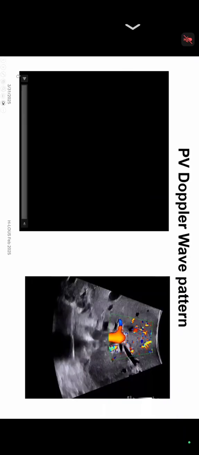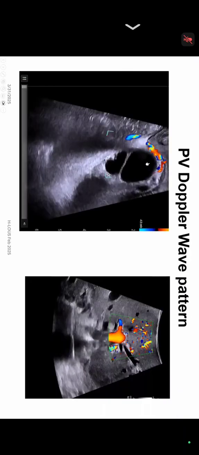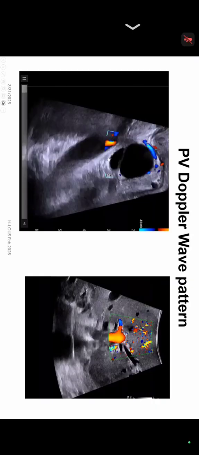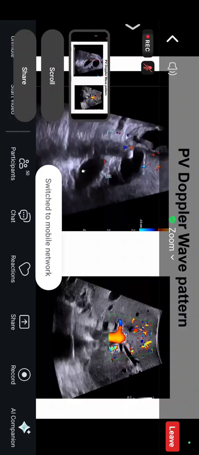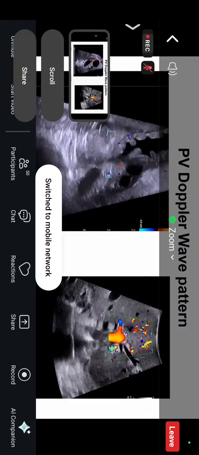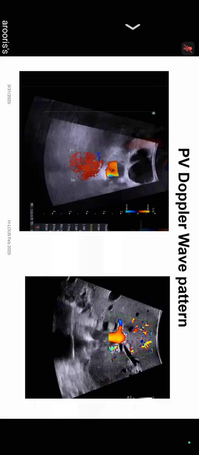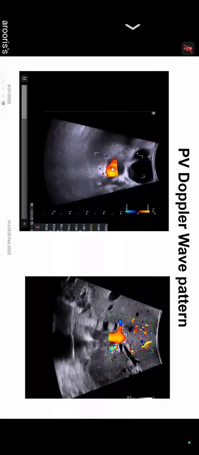So another video here, let's see. That's the CBD, that's the cystic duct, and that's the portal vein. And as I said, it's a typical yin-yang appearance. I won't move fast forward because it can stop. Okay, so that is the portal vein, all right? You can see both red and blue.